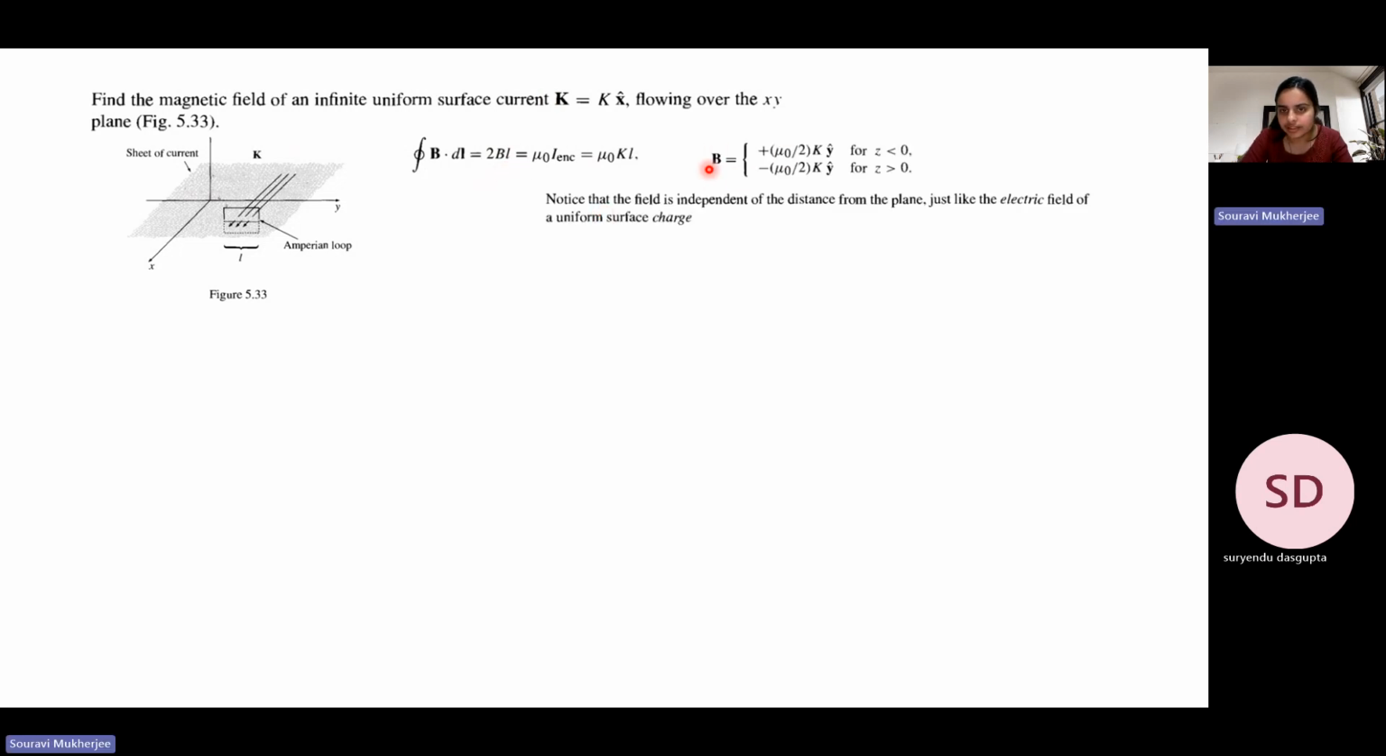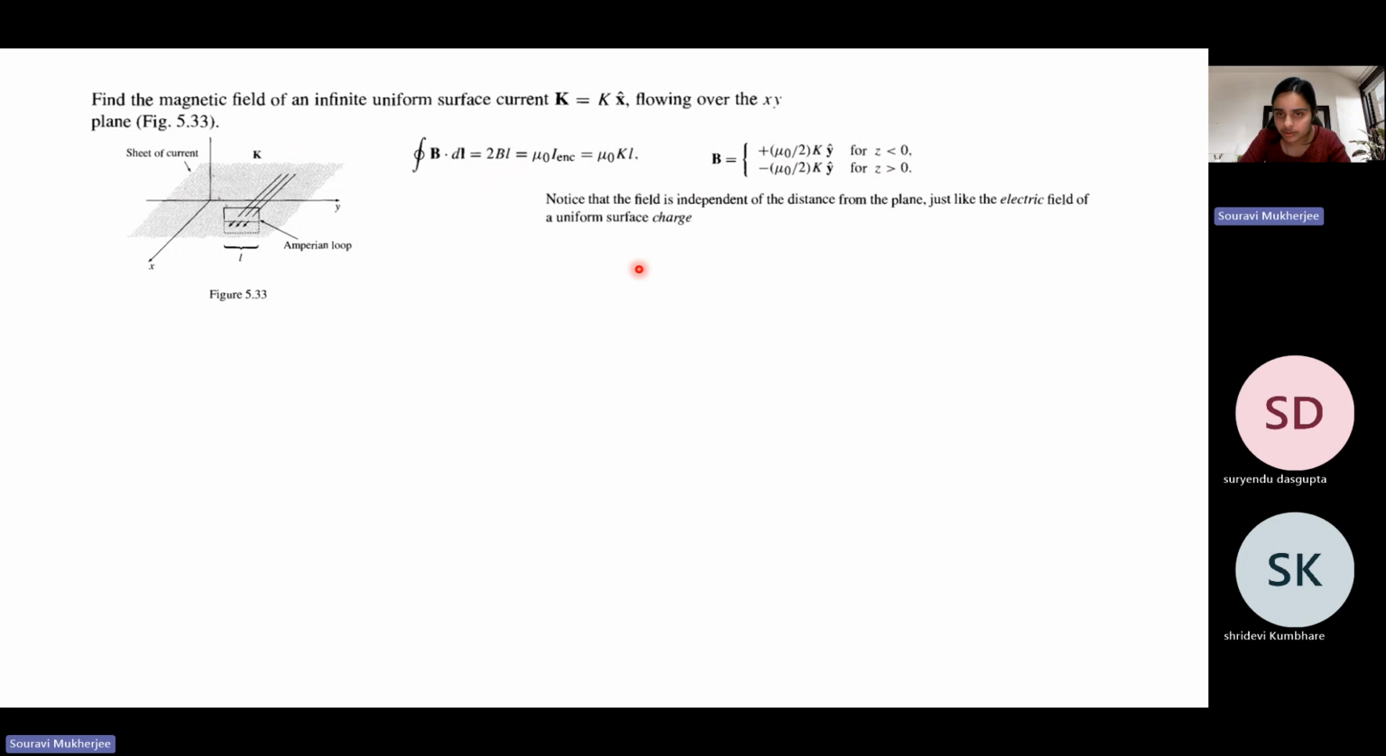So from here, you can say that the magnetic field above the surface looks like this, and the magnetic field below looks like this, vice versa. So this value is independent of the distance from the plane. And it's similar to how initially for a plane with a surface charge, an infinite plane, it did not depend on how far we were from the plane, right? It was a constant value. So similar things come up here.